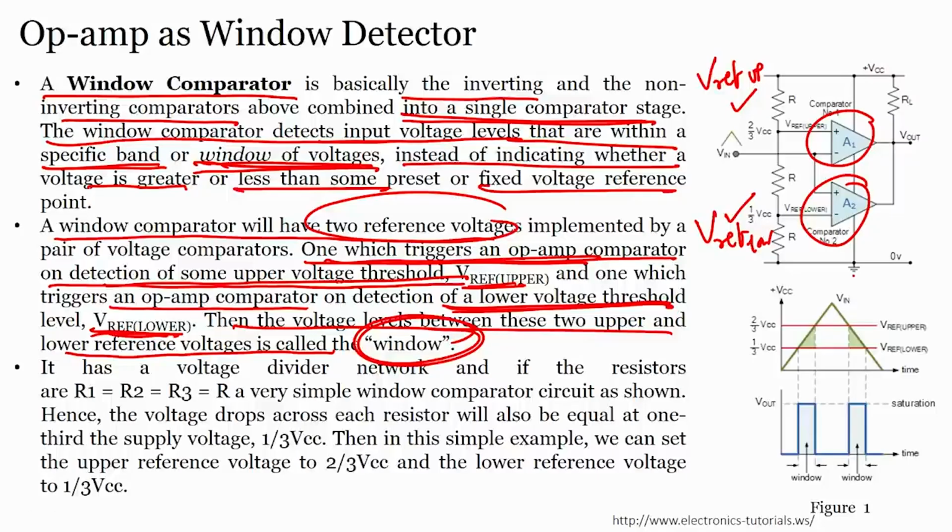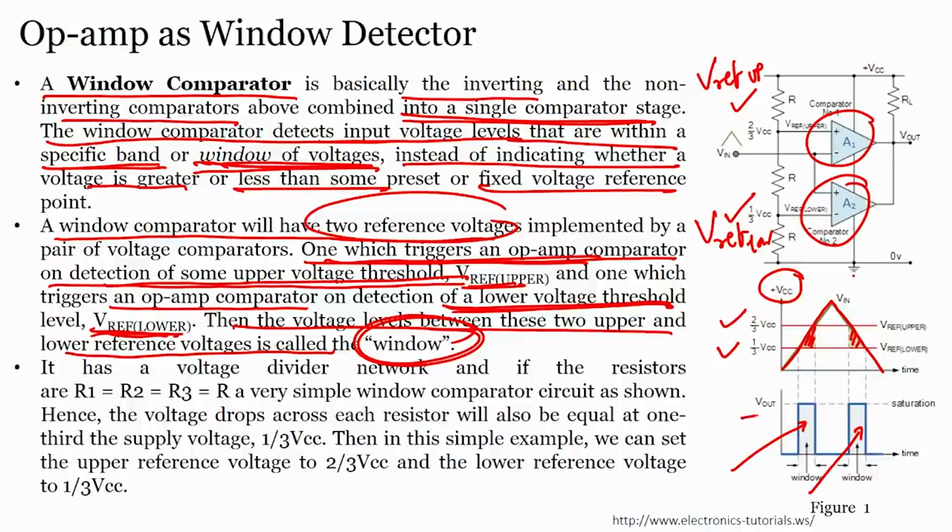So, if you see here, I have an input signal, here is VCC. I have this reference 2 by 3 VCC which is my upper reference, and 1 by 3 VCC which is my lower reference. If I have an input signal as shown here, which is a triangular wave, then my output is somewhere between my upper and lower reference voltages, and that is why I can detect this window, and that is why the signal at the output looks like the window that we are detecting.